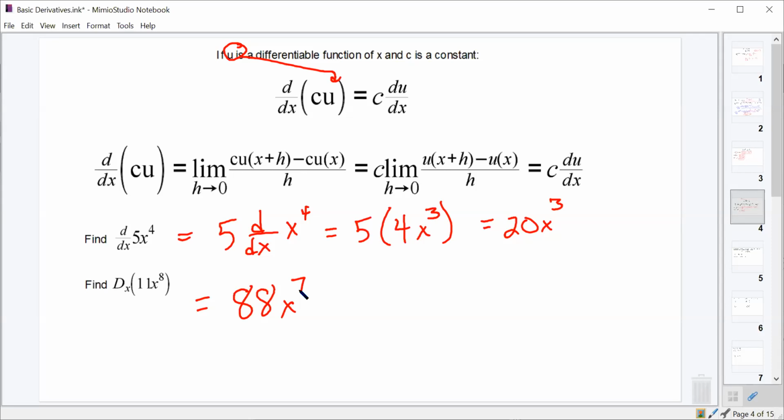I think I missed something. What does the du over dx mean? Du over dx just means the derivative of the function u with respect to x. So pretend this was u equals 2x squared, du dx just means the derivative of u in terms of x, so 4x.